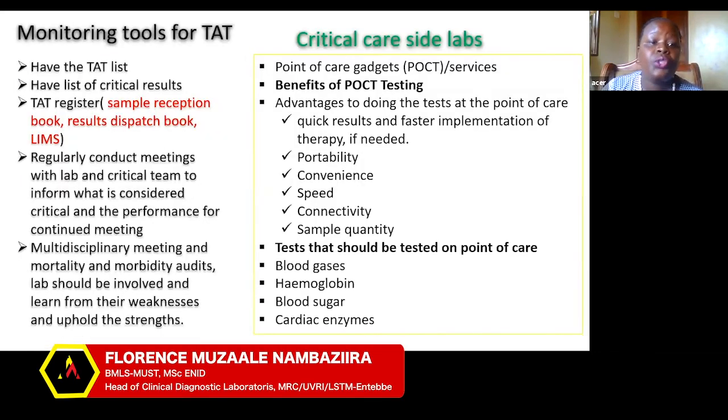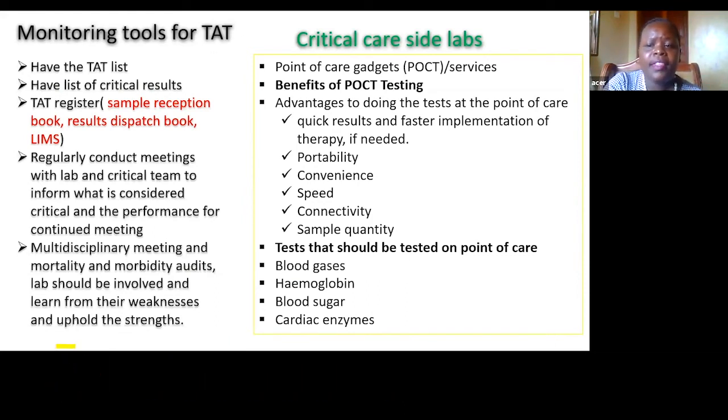So what should we do now that we know some of these things affect the turnaround time and the care of our patients? We want to give quality care. We want to give care on time, but not compromising quality. So what should we do, and what should the intensivists know?